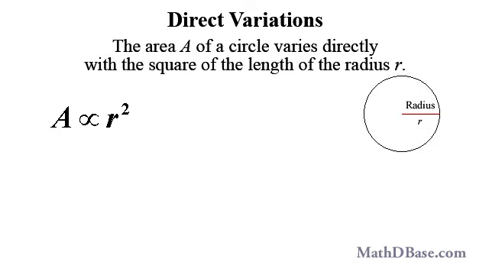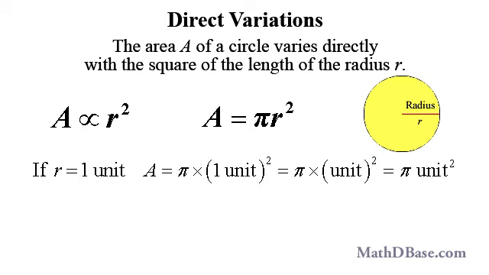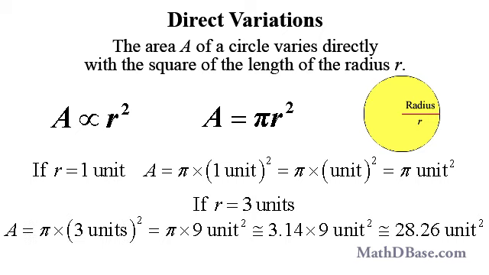The area A of a circle varies directly as the square of the length of the radius, r, which is the distance from the center to the edge. The associated equation is area equals pi times the radius squared, or in symbols, A equals pi r squared. When the radius is equal to 1 unit, the area of a circle is equal to pi times 1 squared unit, or pi square units. When the radius is equal to 3 units, the area is equal to pi times 3 units squared, or pi times 9 square units, which is approximately equal to 3.14 times 9 square units, or about 28.26 square units.